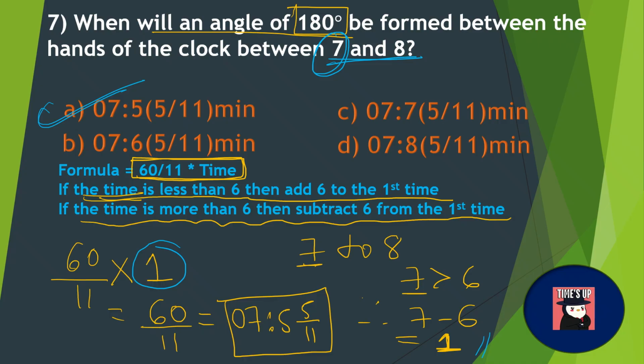Understanding? Now, in case there was 1 and 2, suppose the first time 1 is less than 6. If it is less than 6, you need to add 6 to the first time. 1 plus 6 you will do, that will be 7. And this 7 you will substitute in place of 1. So 7 will come here. That's it. Understanding?